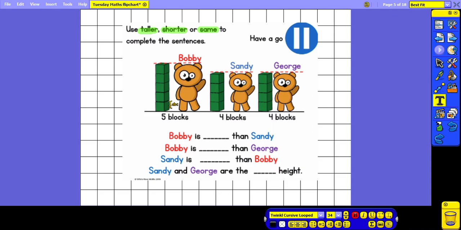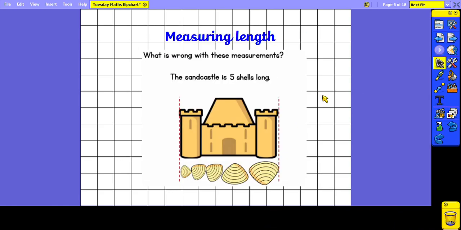Okay, so Bobby, we can see is taller than Sandy. We can see that Bobby is taller than George. Sandy is shorter than Bobby. And Sandy and George are the same height. So we're now going to move on to measuring length.